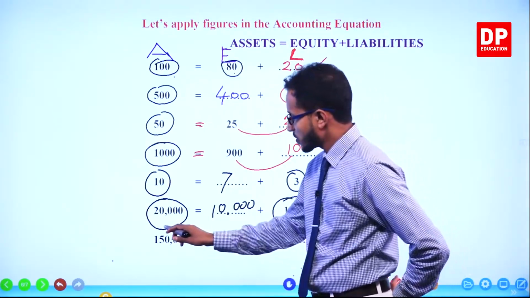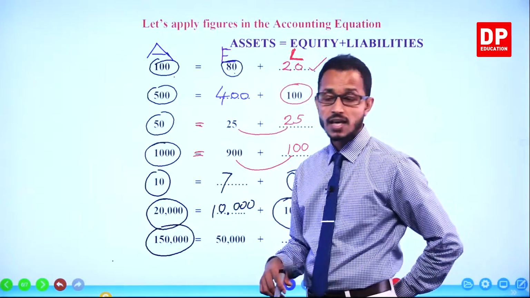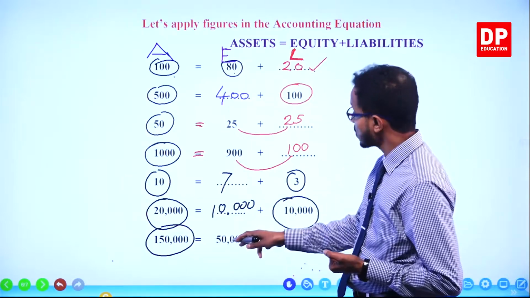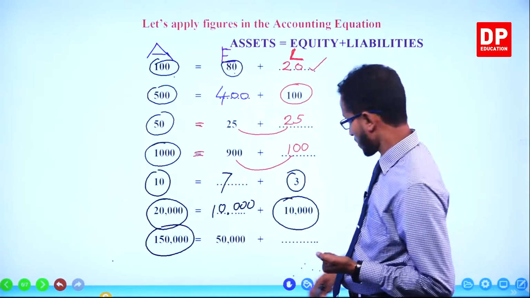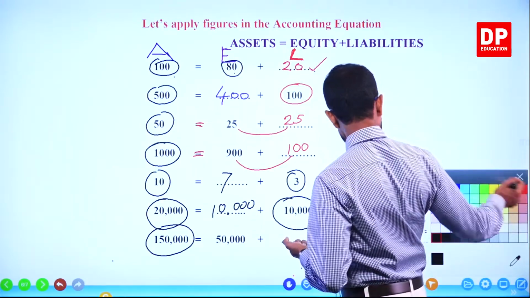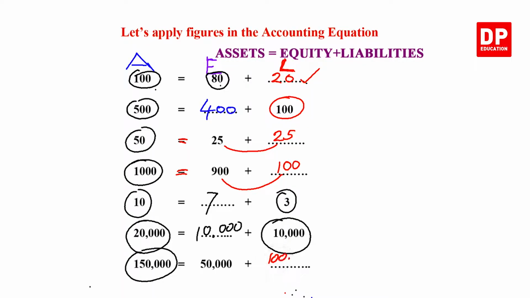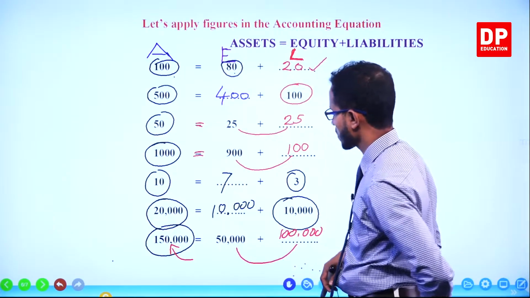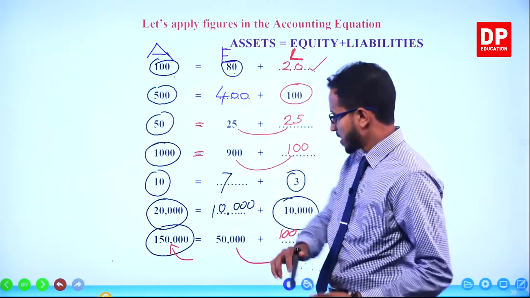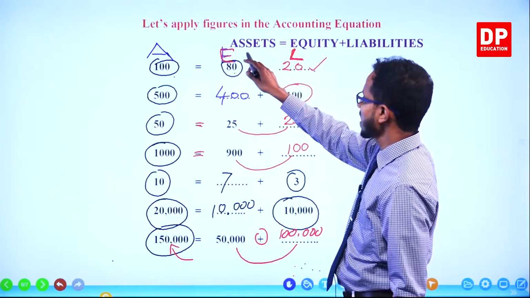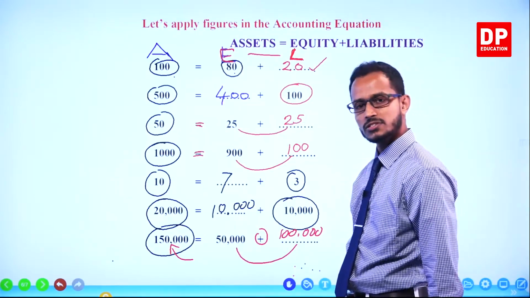Finally, if 150,000 worth of assets are there in a business, and out of that 150,000, 50,000 only is equity. If only 50,000 is equity, 100,000 of liabilities must be there. So 100 plus 50, 150. Total assets are formed by the addition of equity and liabilities. Equity plus liabilities.